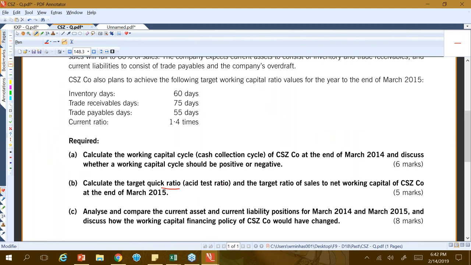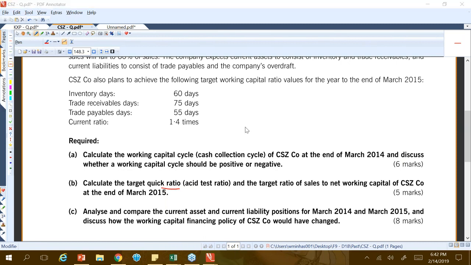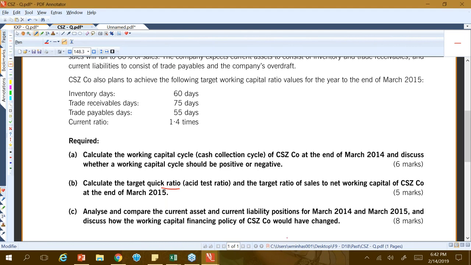Can you tell me what a quick ratio is? What do you know about the quick ratio? Quick ratio: current assets minus inventory over current liabilities. Yes, good. Yes, well done. So we all know what a quick ratio is, and we have to compute that quick ratio here. So current assets minus inventory over current liabilities.